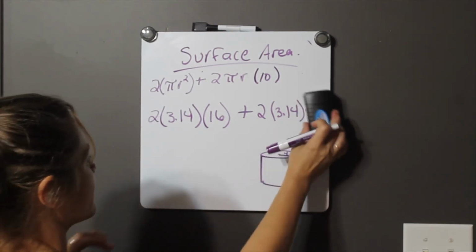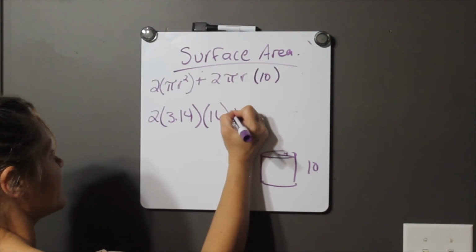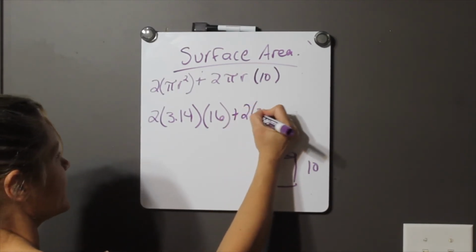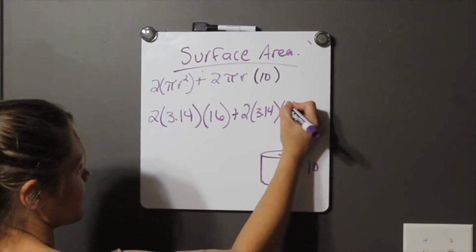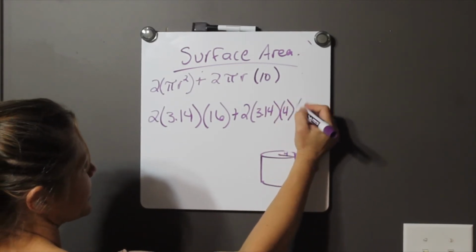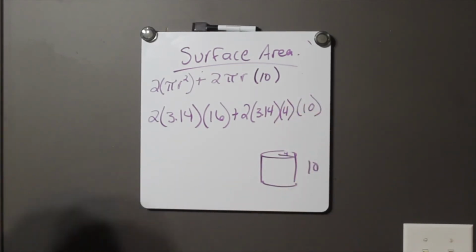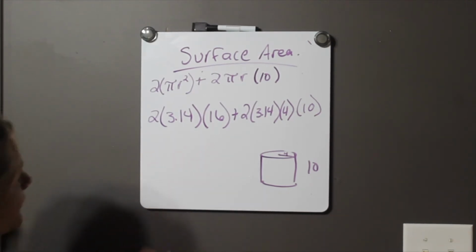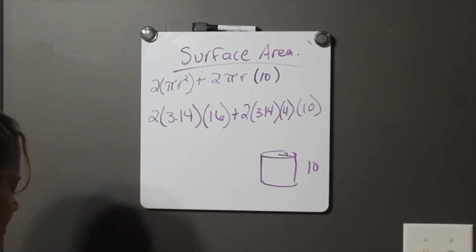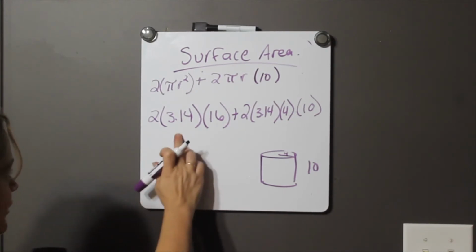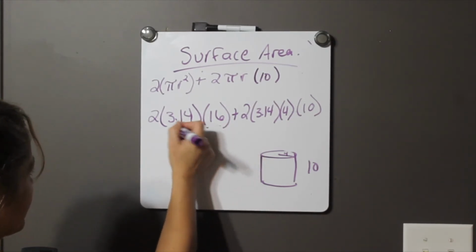No, I'm going to write this smaller. Okay, plus 2 times 3.14 times 4 times 10. Alright, so that's a lot of calculating there. So I'm going to use my calculator because that's a lot. So 3.14 times 16 would be 50.24 right here.